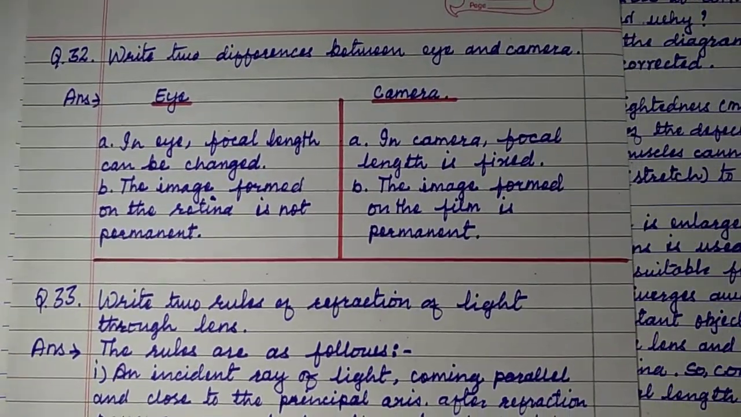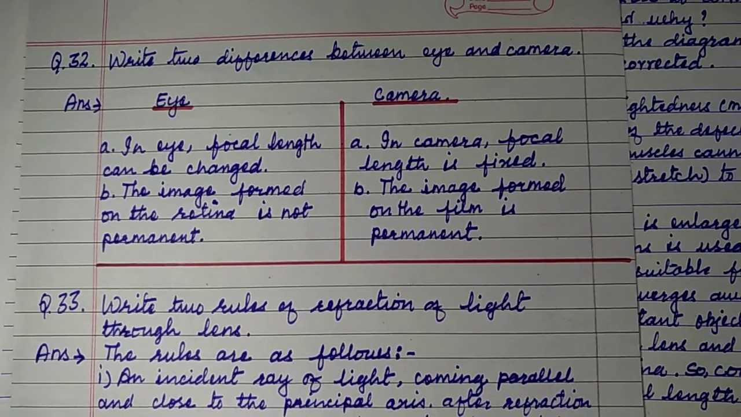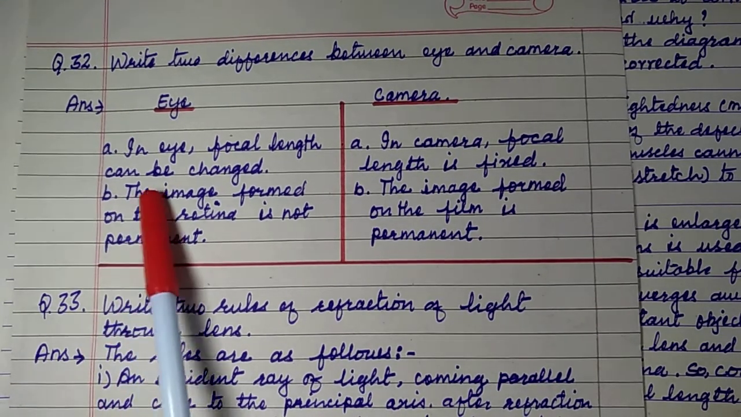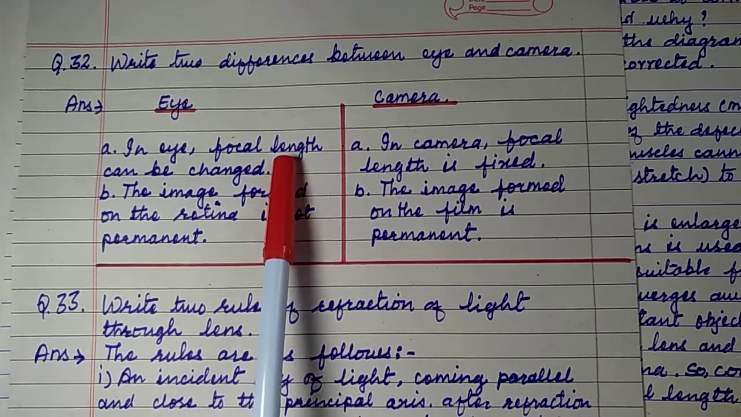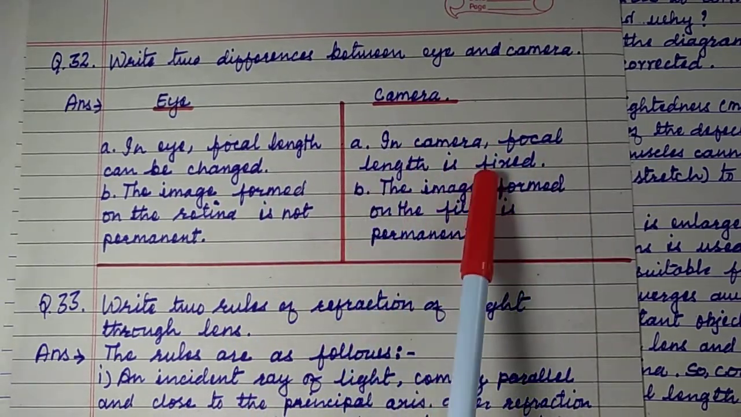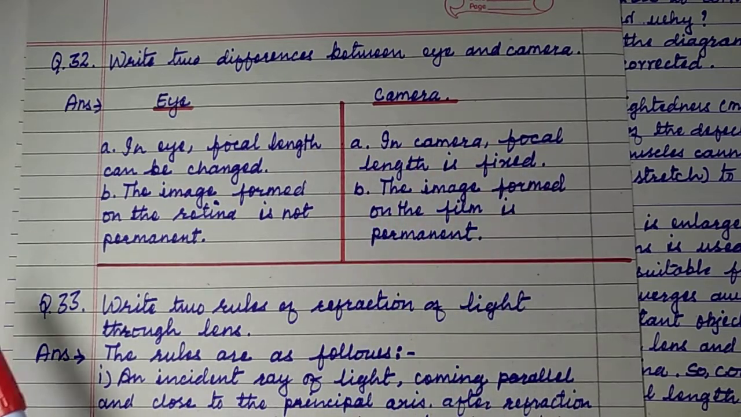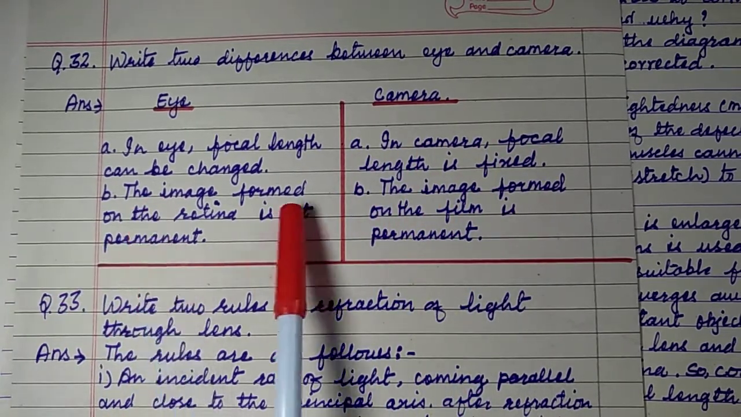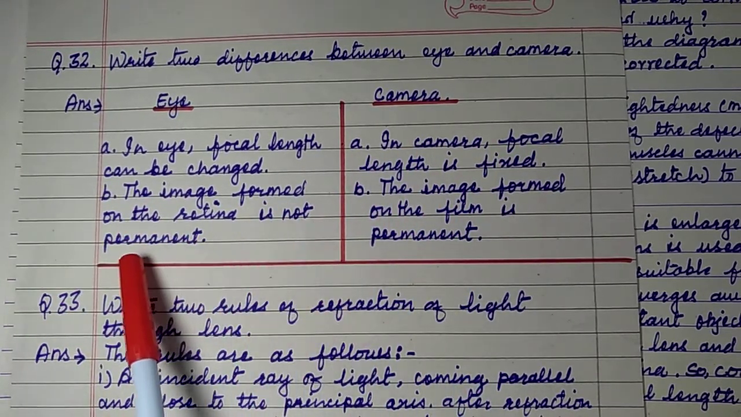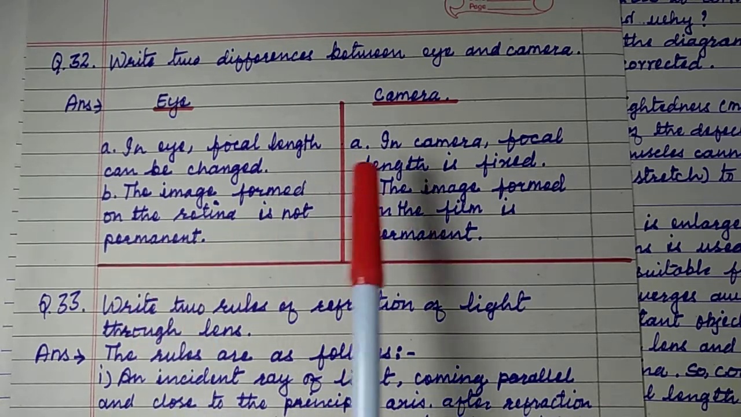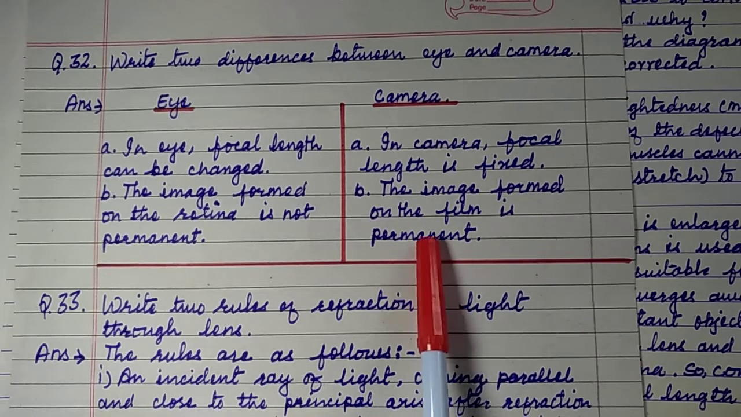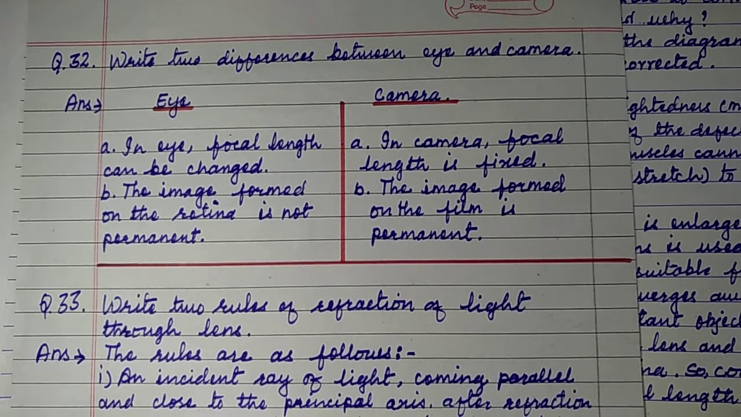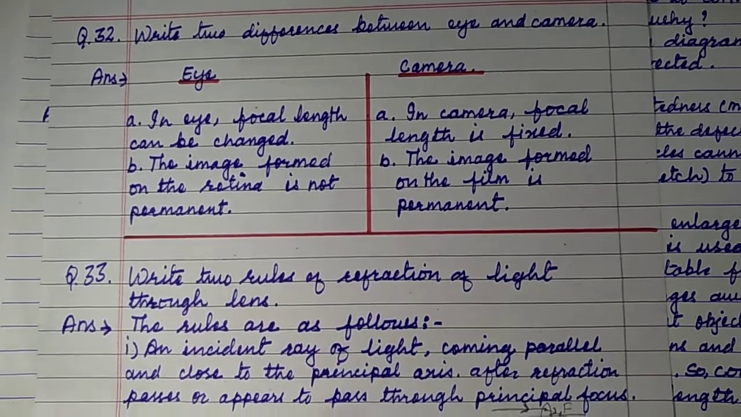Write 2 differences between eye and camera. In eye, focal length can be changed. Power of accommodation, you have learned the definition. So in camera, focal length is fixed. Focal length cannot be changed. In eye, the image formed on the retina is not permanent. In case of camera, the image formed on the film is permanent. So these are the differences between eye and camera.